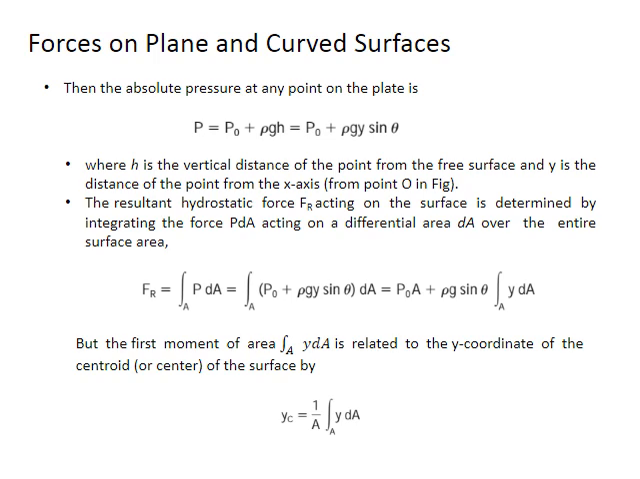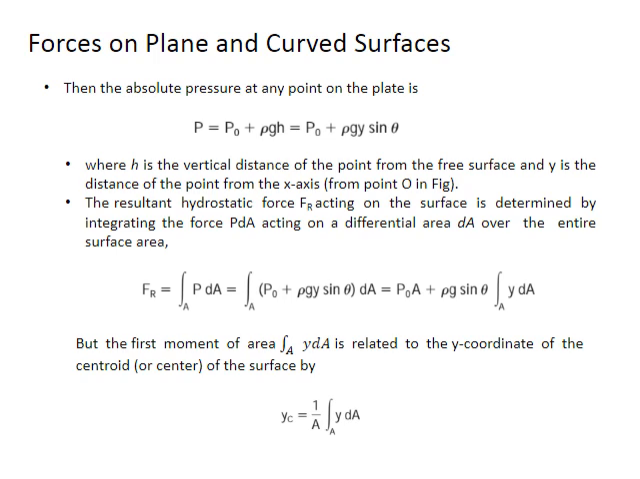In this slide, I'm going to talk about how to calculate the absolute pressure at any point on the plate, which will be equal to P, and how we calculate that. It should be equal to the pressure on the free surface plus the pressure at the height h. So that will be equal to P0 plus rho g y sin theta, where h is the vertical distance of the point from the free surface and y is the distance of the point from the x-axis.